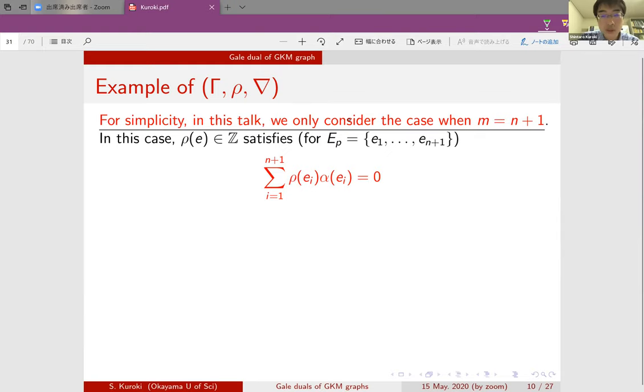So in the complexity 1 case, its Gale dual is nothing but the integers, because n plus 1 minus n is 1, so it becomes an integer. And in this case, we can easily find the Gale dual by this equation. A Gale dual is defined by the exact sequence, and that exact sequence is equivalent to these equations. So this alpha_e is an axial function, and we put some coefficients on this and sum all of them. Then it becomes zero. Then this rho_e becomes a Gale dual of the GKM graph.